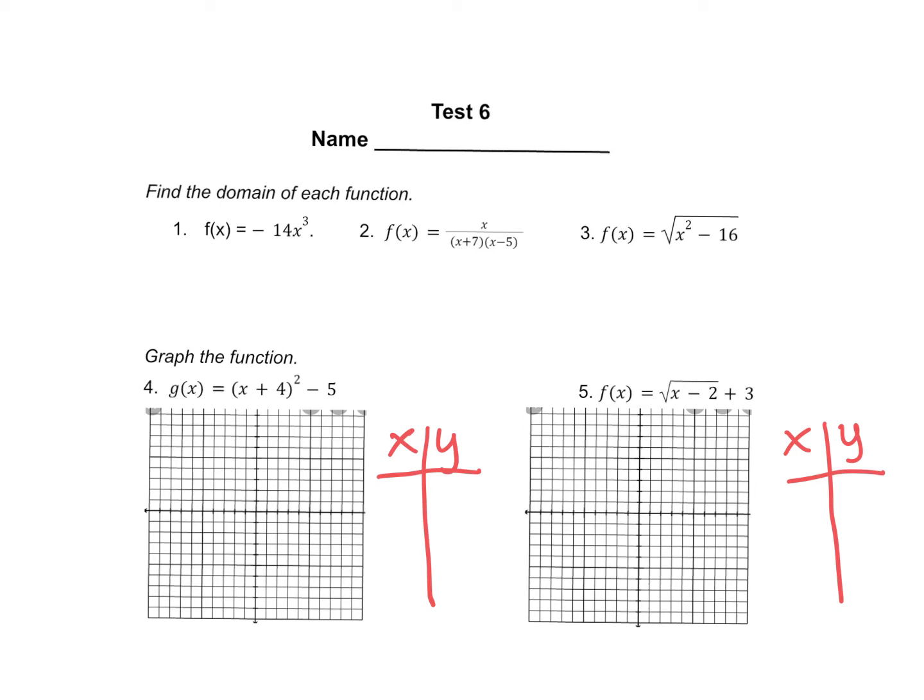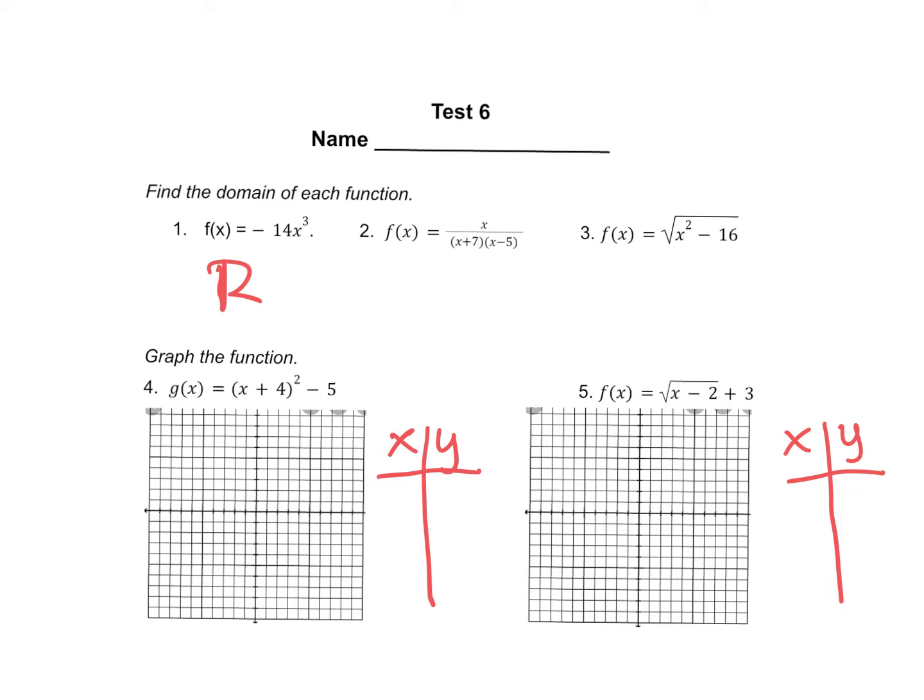Alright guys, let's knock out this practice test video, test number 6 in Precal. First three say find the domain of the function. Remember, domain is almost always all reals, about 90% of the time. The only time we have to worry is if there's a fraction or an even radical, even root, like number 3. Number 2, there is a fraction.